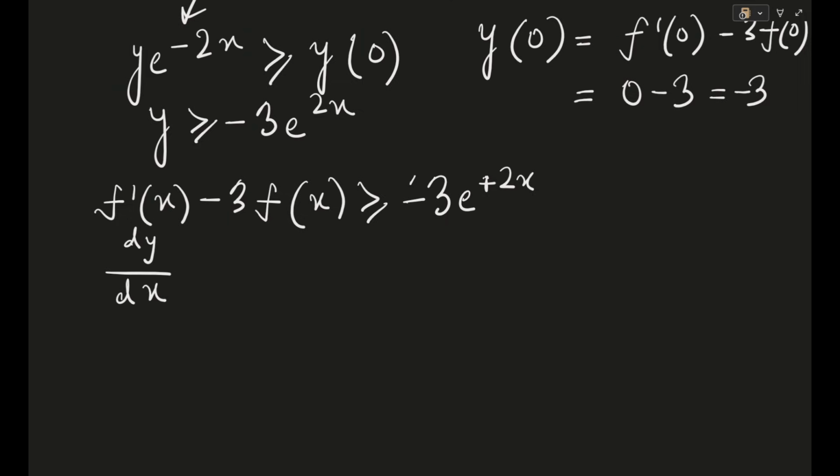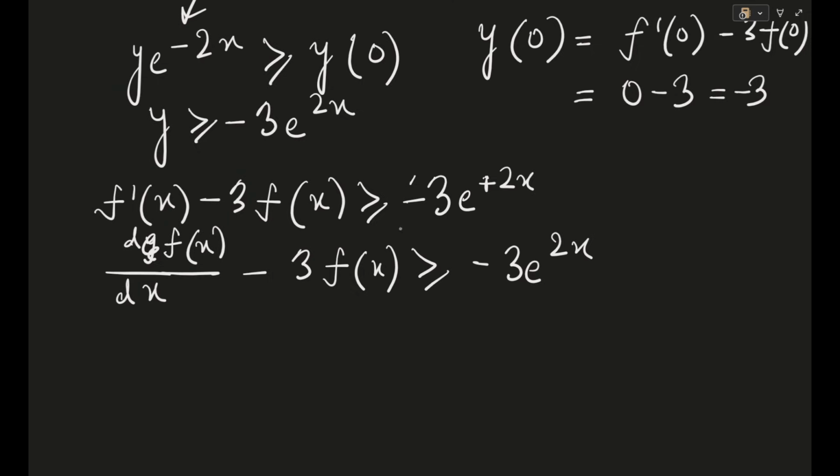This is dy by dx, or rather if you want you can write df of x by dx also. I guess that would be better. So df of x by dx minus 3f of x is greater than or equal to minus 3 e power 2x. Either you can go with that, the linear differential equation, or I have a better method, and that is we can multiply both sides with e power of minus 3x. Now what is the need of doing that, you will understand.